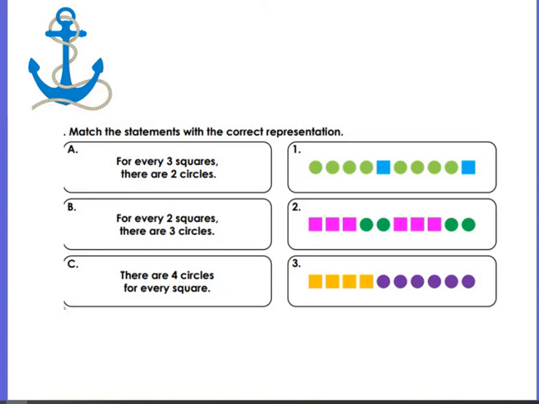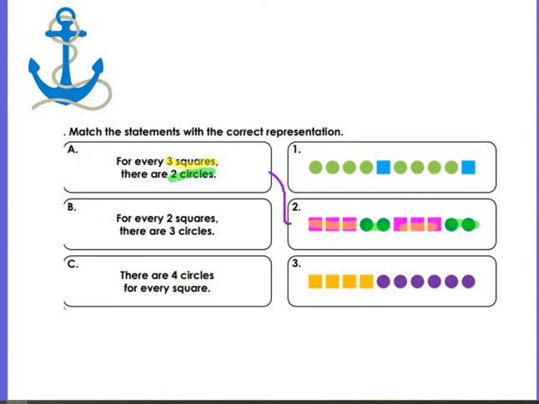So I'm looking and I'm seeing 3 squares. There's an important statement there, 3 squares, there has to be 2 circles. So 3 squares here, and I'm looking for 2 circles. So 3 squares, 2 circles. I'm seeing that that is a repeating pattern, so I can see that this one and A, so number 2 and A match. So 3 squares to 2 circles.